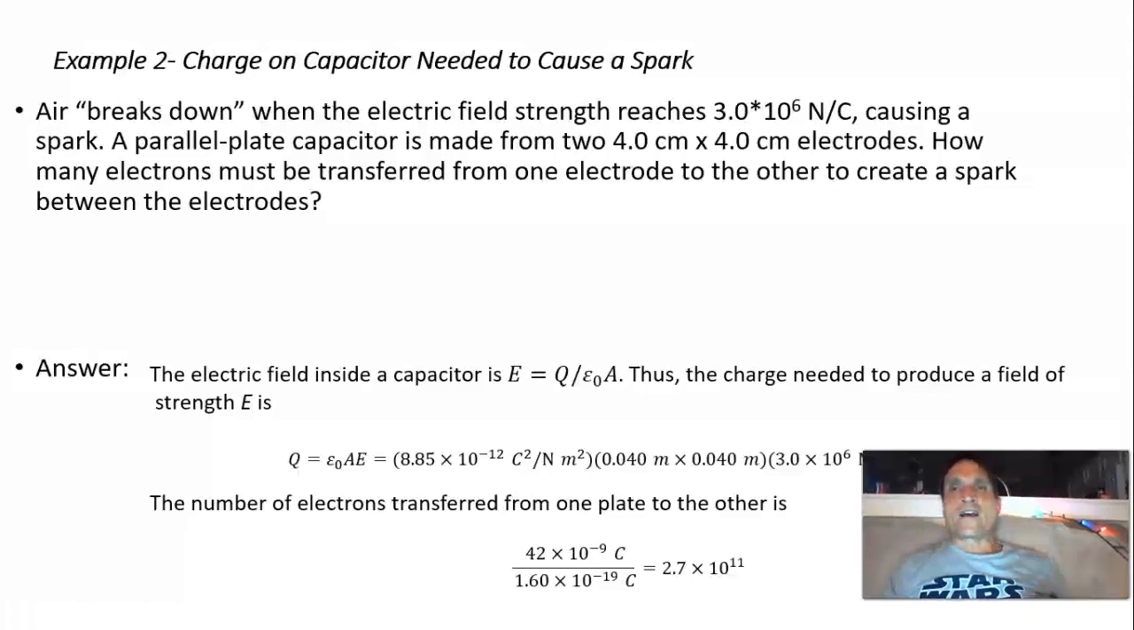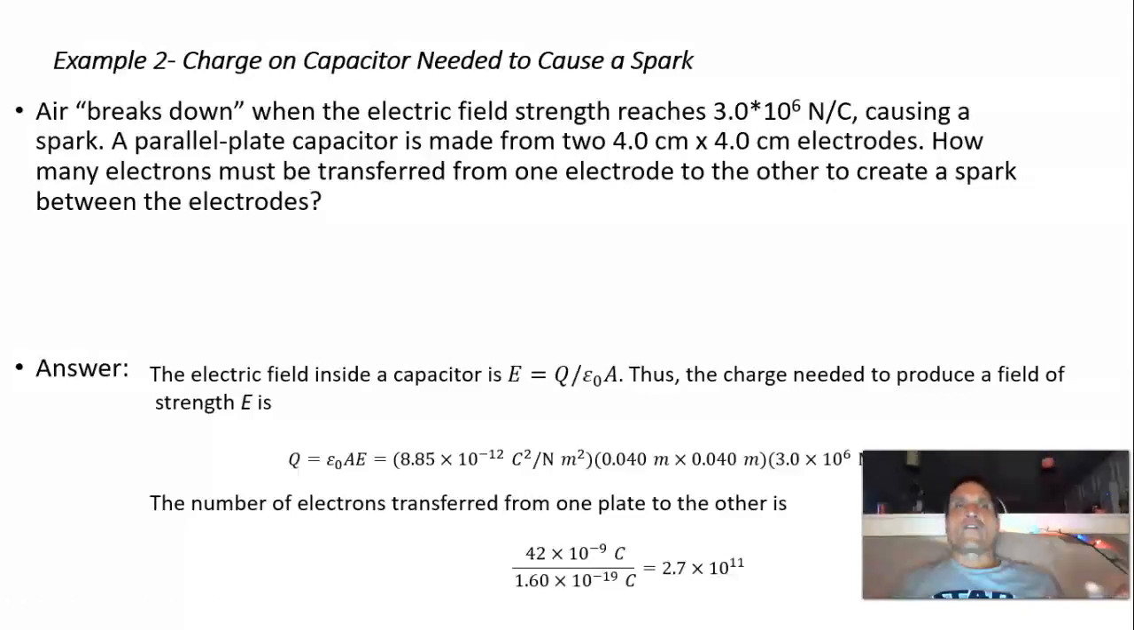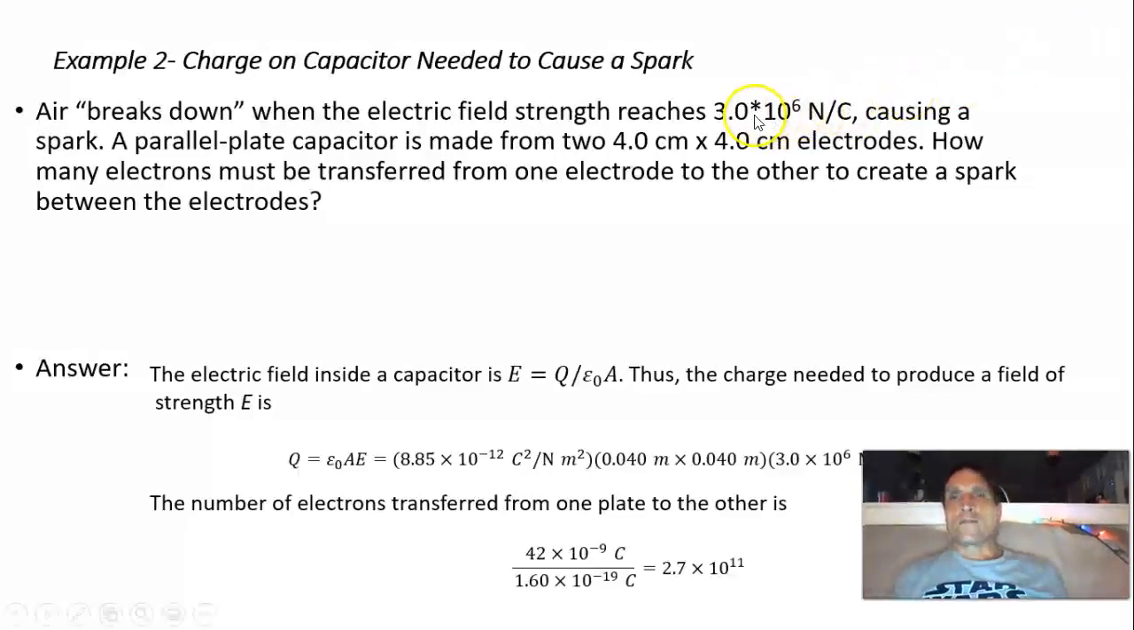In other words, we ionize the air molecules, and that causes a discharge which creates a spark, for example, a spark plug. So this is roughly the electric field strength needed to cause a spark in air. Given that, and given the area of the plates, what we want to find out is how many electrons must be transferred from one electrode to the other to create a large enough field to cause a spark between the electrodes. This looks a little tricky at first because now we're talking about the number of electrons.